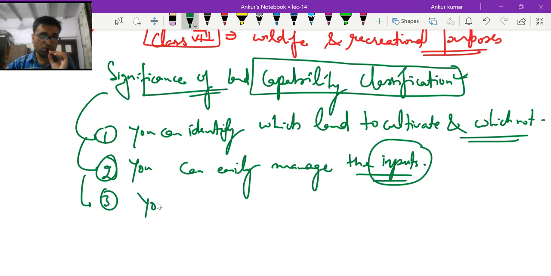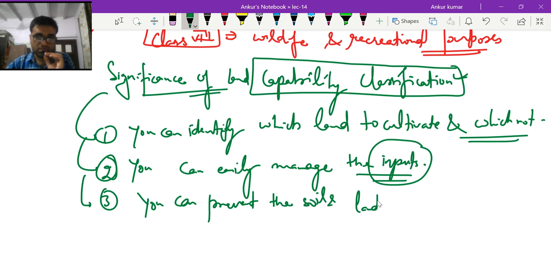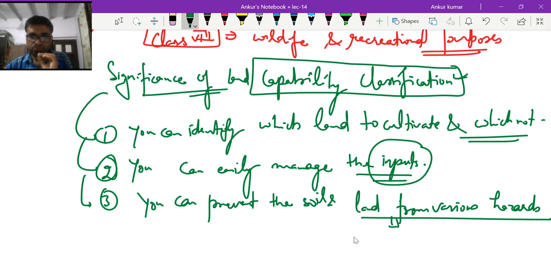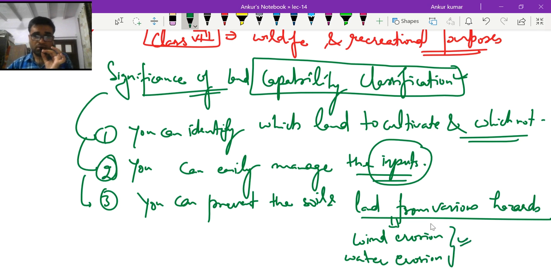Number 3: you can prevent the soil and land from various hazards, like wind erosion and water erosion. If you have the classification of land with you, then you can prevent the erosion of the soil and protect the land from various hazards.